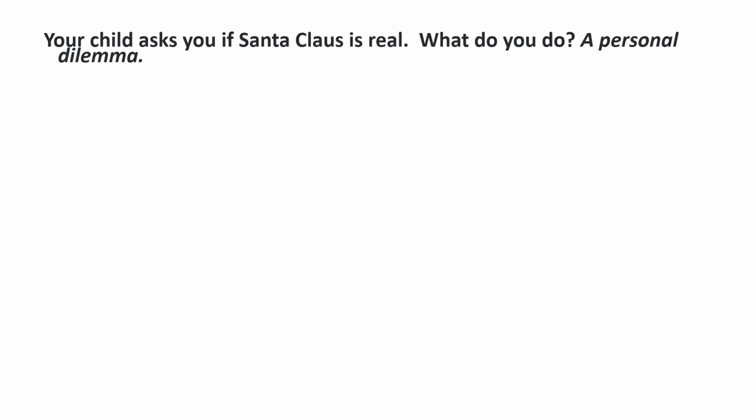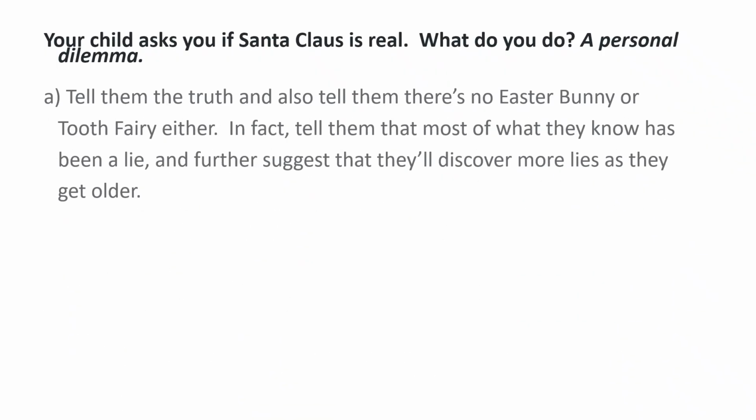So here's some examples, and we look at these and we say, okay, we have different ideas on how to address this. So you tell them the truth, and you also tell them about all the other ones that aren't true either, right? And that's a very common scenario. I've heard this many times in my personal life and also in my professional life, working with other people and maybe working with a client or a patient that's going through this. In fact, tell them that most of what they know has been a lie, and further suggest that they're going to discover more lies as they get older. So that could be an option, right?